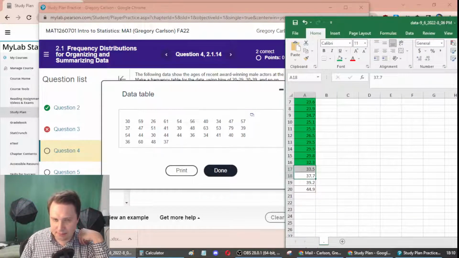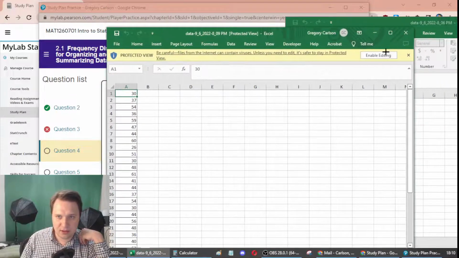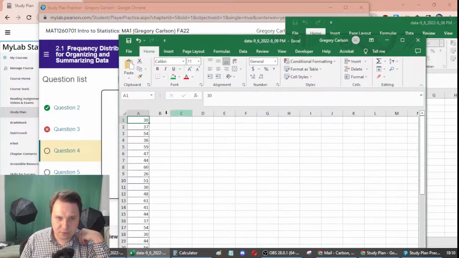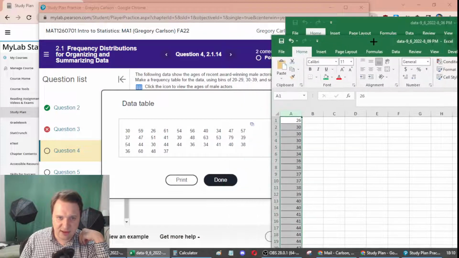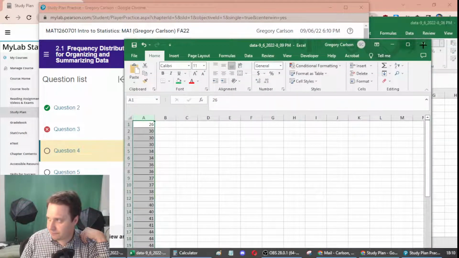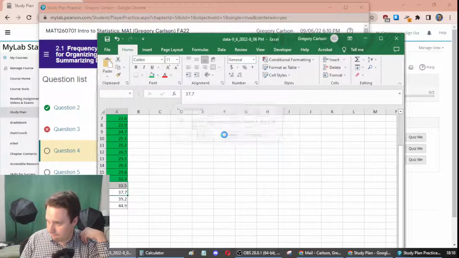Click on your data. It'll open it up for you. Click on Enable Editing. Click the A column to select it, and then you can click on this A to Z, sort smallest to largest, and then you can put in your data. All right, so I'm not going to do that again, but you get the idea. Moving on.